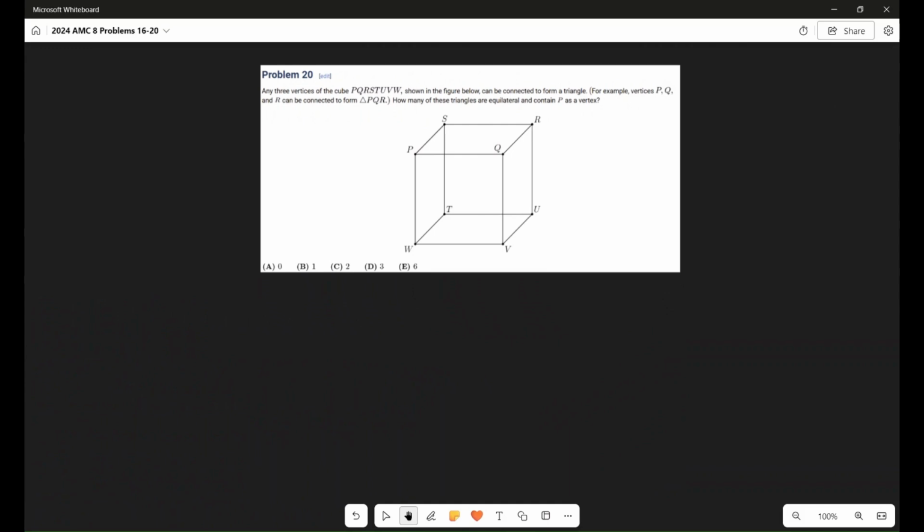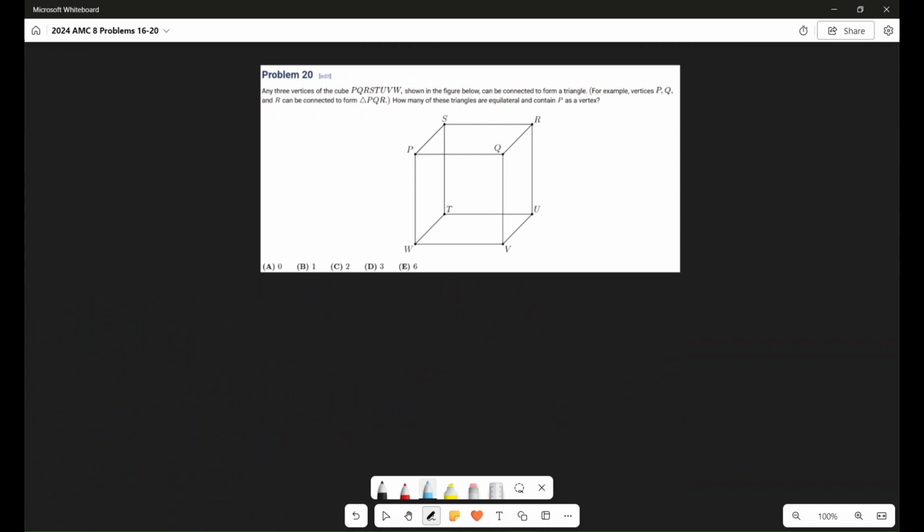Now, another nice geometry question, problem 20. Any 3 vertices in the cube PQRSTUVW shown in the figure below can be connected to form a triangle. For example, vertices P, Q, and R can be connected to form triangle PQR. How many of these triangles are equilateral and contain P as a vertex?